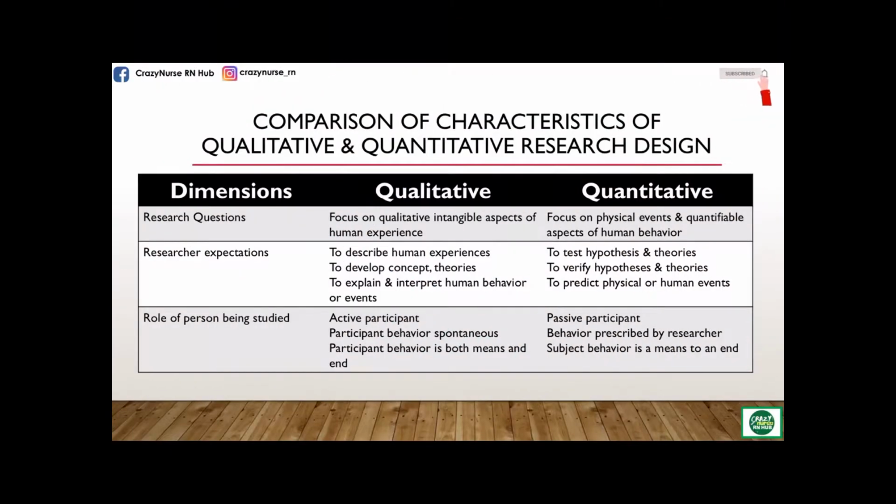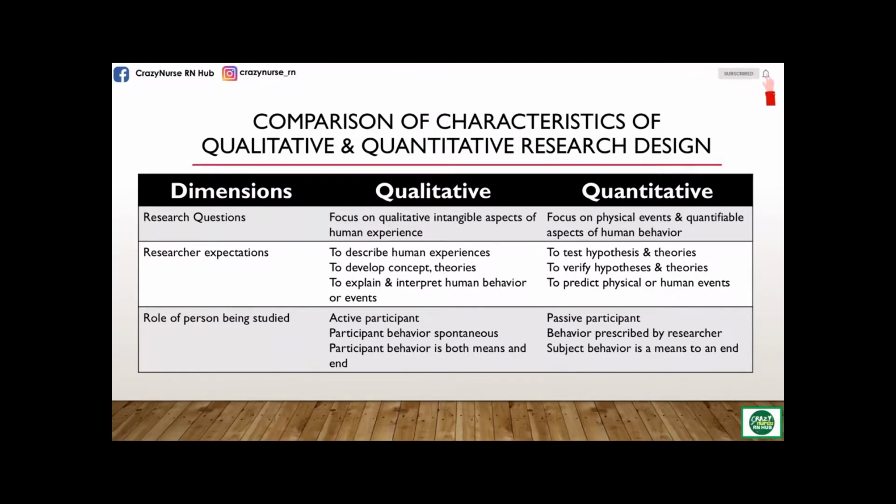Now let's have the comparison of characteristics of qualitative and quantitative research design. As to, first, research questions. For qualitative, it focuses on qualitative intangible aspects of human experience. For quantitative, it focuses on physical events and quantifiable aspects of human behavior.